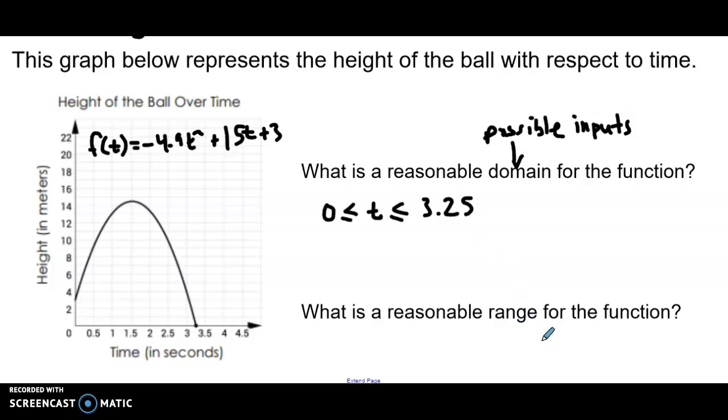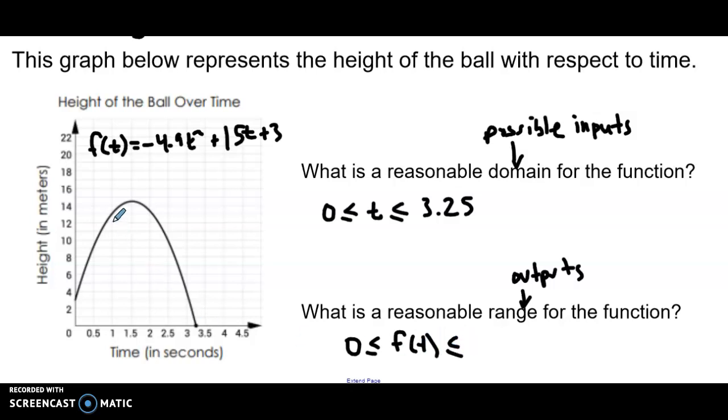Now the range, these are our outputs. So the outputs is the height. So that starts at about 3, then it goes up and up and up and up, and it looks like between 14 and 15. And then it goes all the way back down and hits the ground, so it's 0 feet above the ground. So the lowest it gets is 0. It never goes underground. And then we've got f of t here.